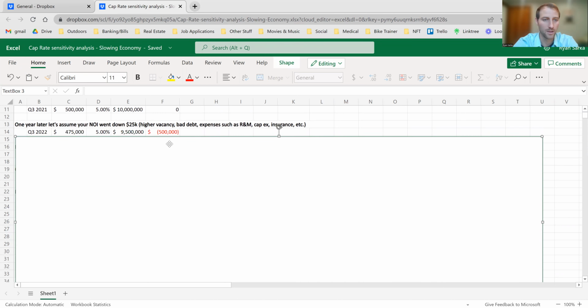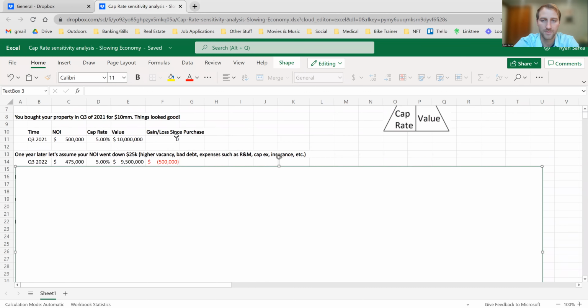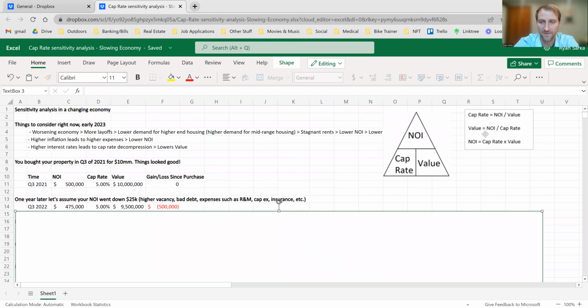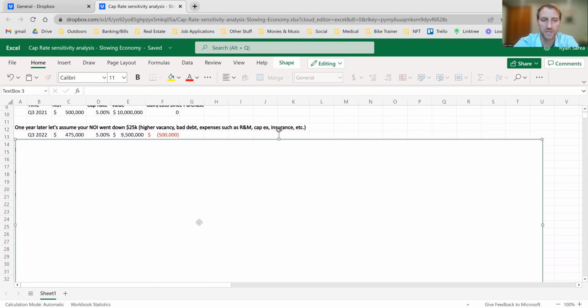Because of that, Q3 2022, your NOI went from $500,000 down to $475,000. Your cap rate stayed the same. But because of that drop in NOI, and going through our equation again, you actually lost $500,000 worth of value on your property. And we did that just by looking at this value equation again, NOI divided by cap rate. Okay, so that's 1 year of ownership.